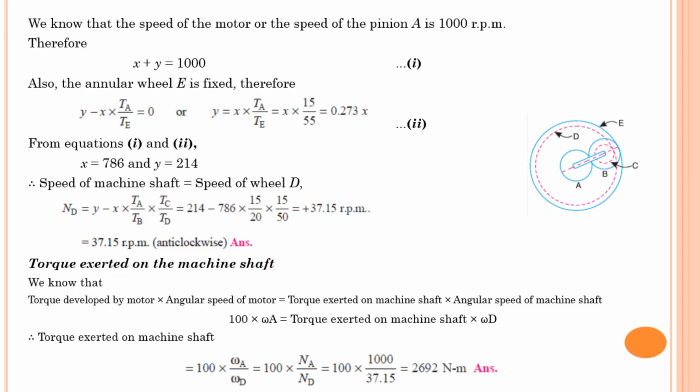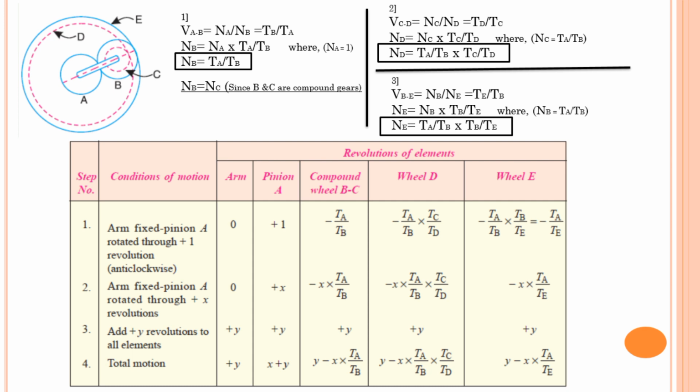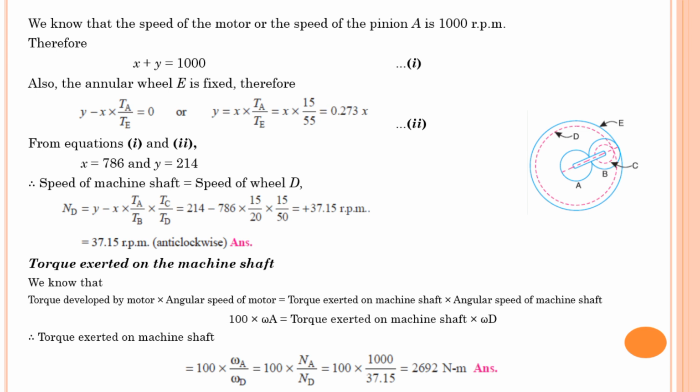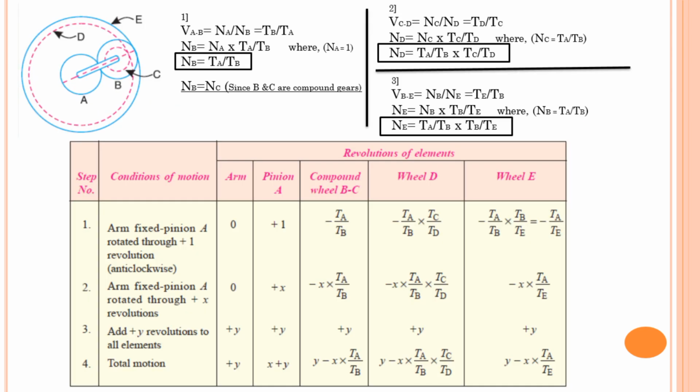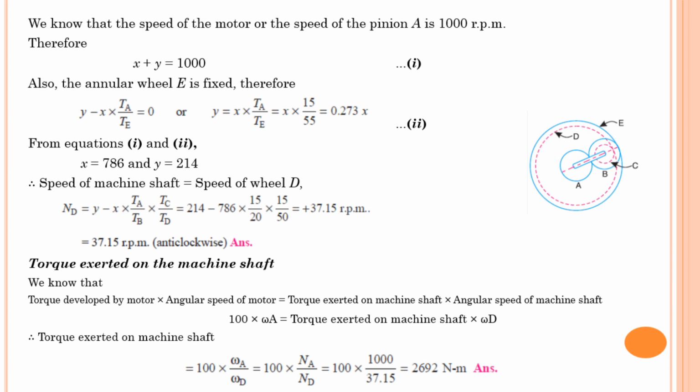Now, two conditions must be given in this type of problem to solve it. In this problem the conditions are: the speed of pinion A is 1000 rpm, it is given. What is the formula for pinion A? We have got x plus y in the last row. Therefore x plus y is equal to 1000. This is equation 1. Also it is given that annular wheel E is fixed. What is the formula for annular wheel E? Last row, y minus x into Ta upon T is equal to 0 because it is fixed. This is the second equation. Solving the first and second equations, we will get the values of x and y.